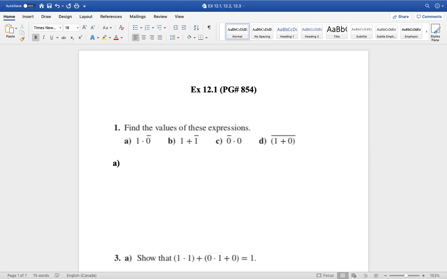For part A, we have 1.0 complement. 0 complement is 1, so 1.1 is equal to 1. Then we have 1 plus 1 complement. 1 complement is 0, so 1 plus 0 equals 1. We have 0 complement, which is 1, so 1.0 equals 0. For D, we have 1 plus 0, which is 1, and 1 complement equals 0.